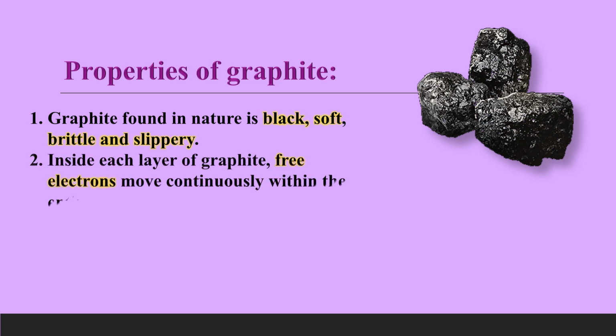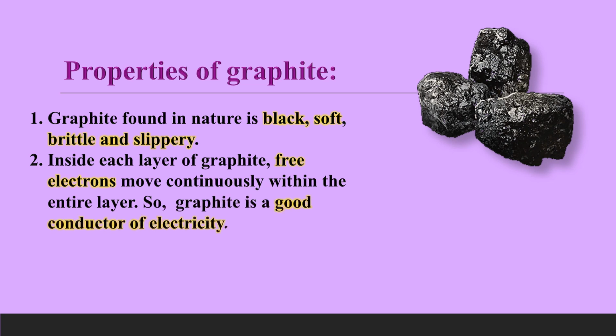Inside each layer of graphite, free electrons move continuously within the entire layer, so graphite is a good conductor of electricity. Exactly opposite to diamonds where there are no free electrons, and diamond is a bad conductor of electricity. The density of graphite is 1.9 to 2.3 gram per centimeter cube, in comparison to the density of diamond, which is 3.6 almost.